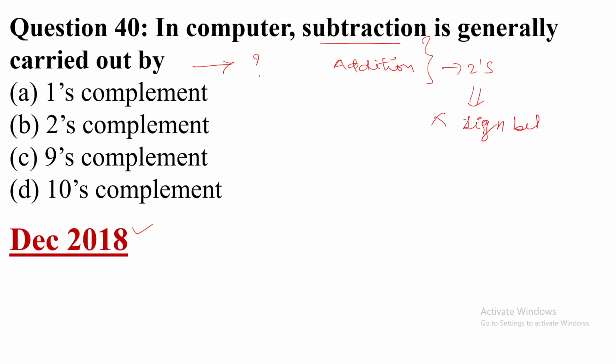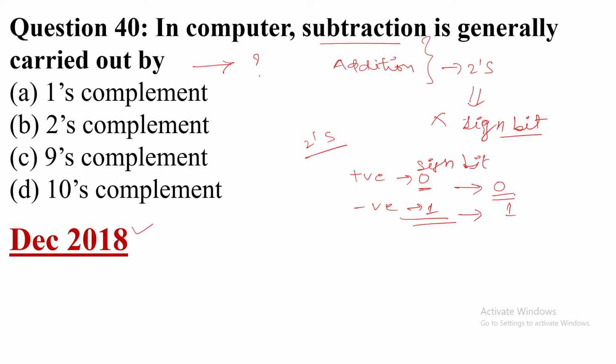I have explained the 2's complement number system in many videos. As a sign bit, for a positive number the sign bit is 0, and for a negative number it is 1. So in 2's complement, if a negative number is there, automatically the first bit will be 1. You can check any negative values in 2's complement, and for positive numbers it will automatically be 0. That is why we don't need a sign bit for any addition and subtraction.